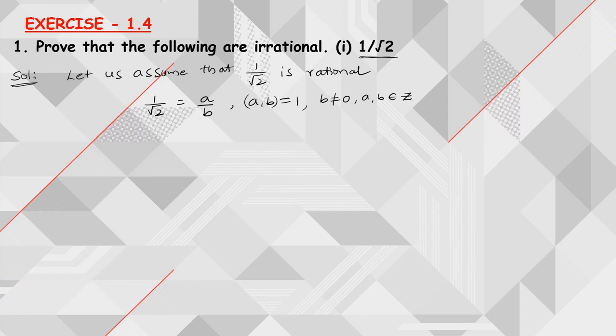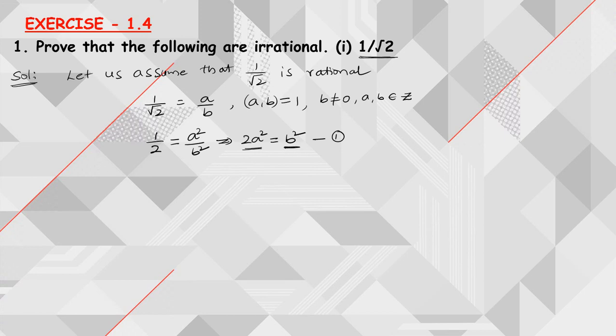Now if you do squaring on both sides, by using the first example, I can write 1 by 2 is equal to a square by b square. From this I am going to get 2 times a square is equal to b square. Let this be equation number 1. Clearly b square is equal to 2 times a square, that means 2a square is an even number, that means b square is an even number.